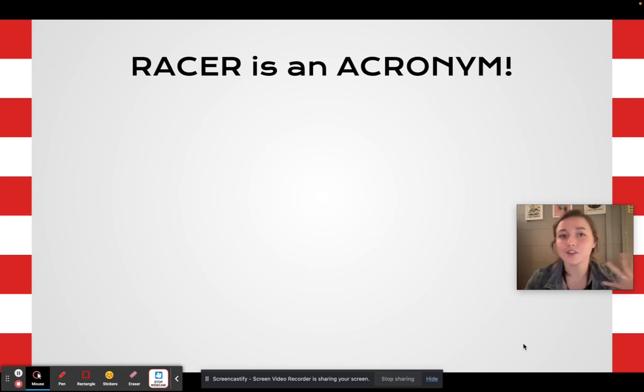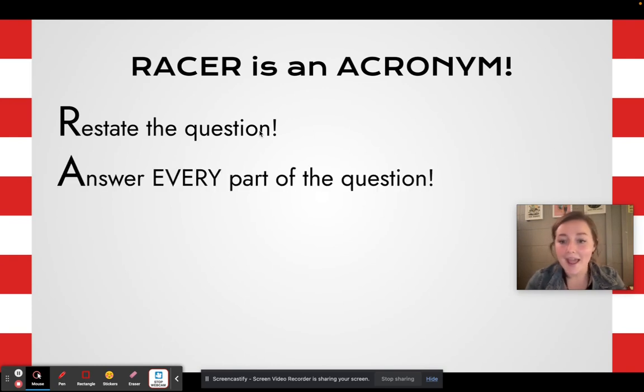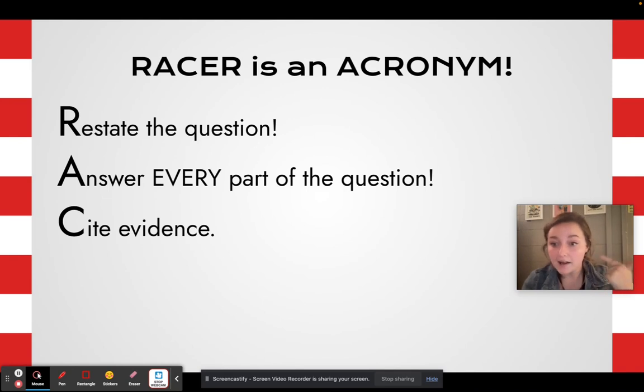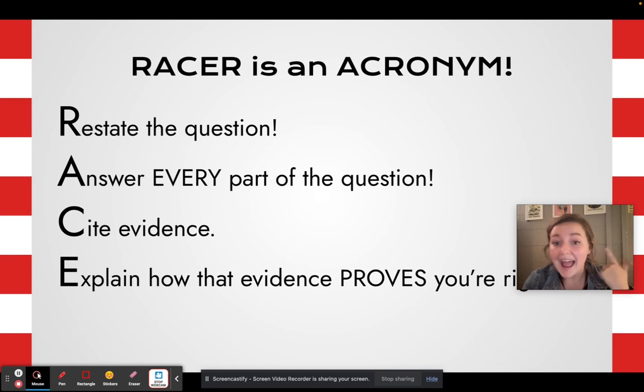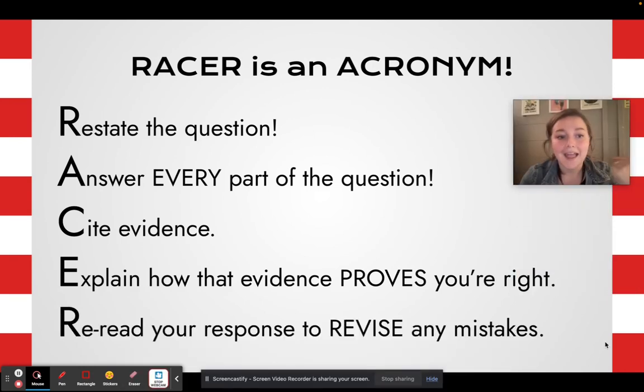So RACER is actually an acronym, meaning each of these letters, the R, the A, the C, etc., all stand for something. So R stands for restating the question. A means to answer every part of the question. C is to cite evidence, meaning you're pulling in evidence. E is to explain how that evidence proves that you're right. And then R is to reread your response, making sure that you fix up any mistakes. So let's dive into each letter, okay?